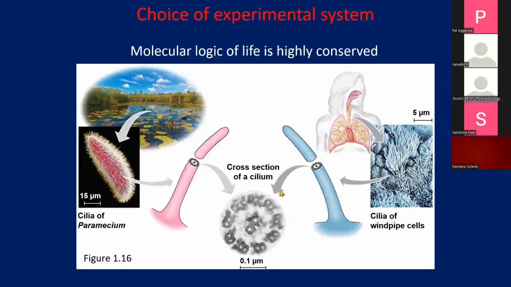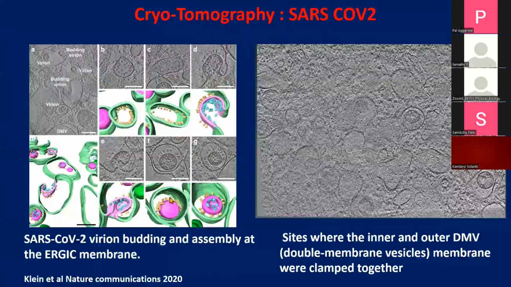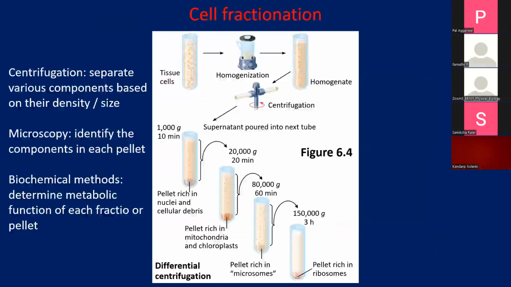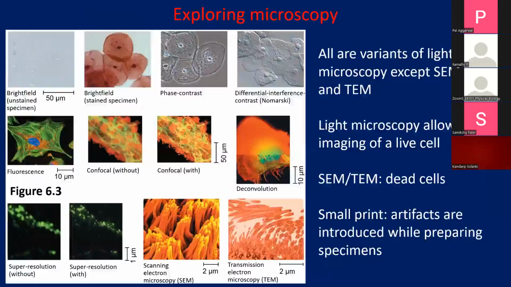Okay, sir. And sir, another doubt. It was written that there were images using light microscopy and electron microscopy, and that electron microscope is used for dead cells and light microscope is used for living cells. So why is electron microscopy used for dead cells? Will it harm the living cells?